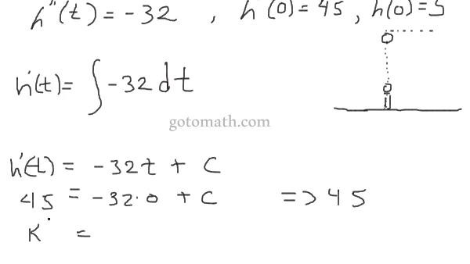And so now we have h prime of t is equal to negative 32t plus 45.